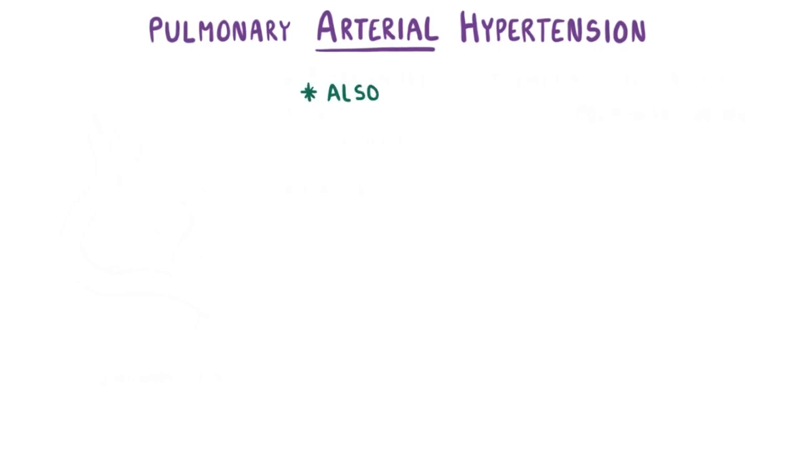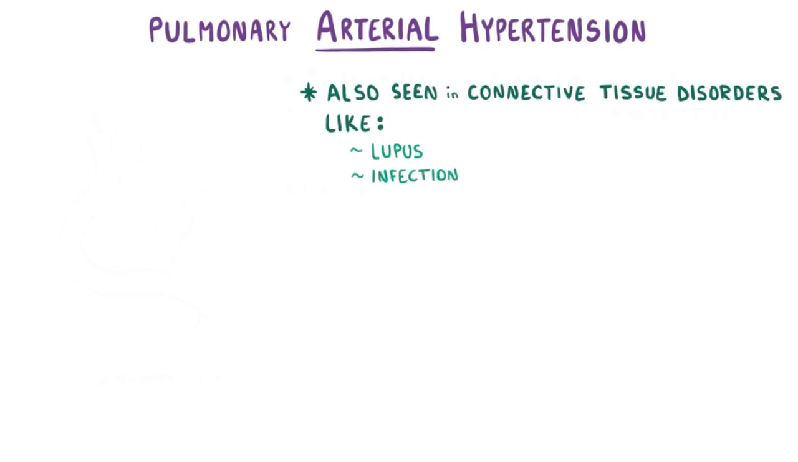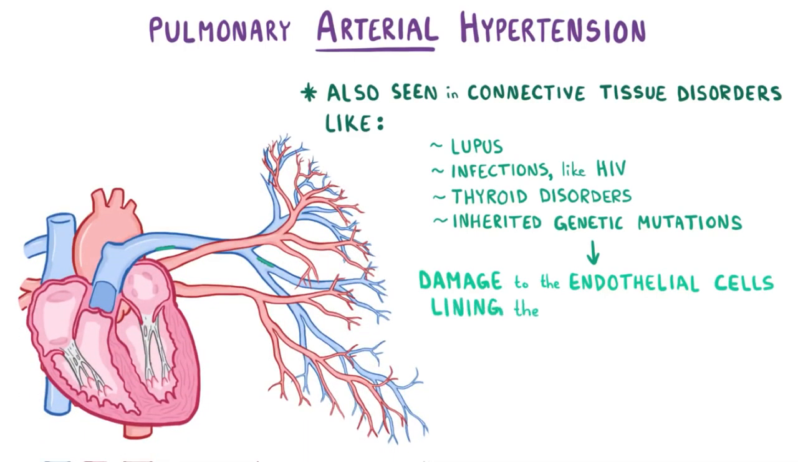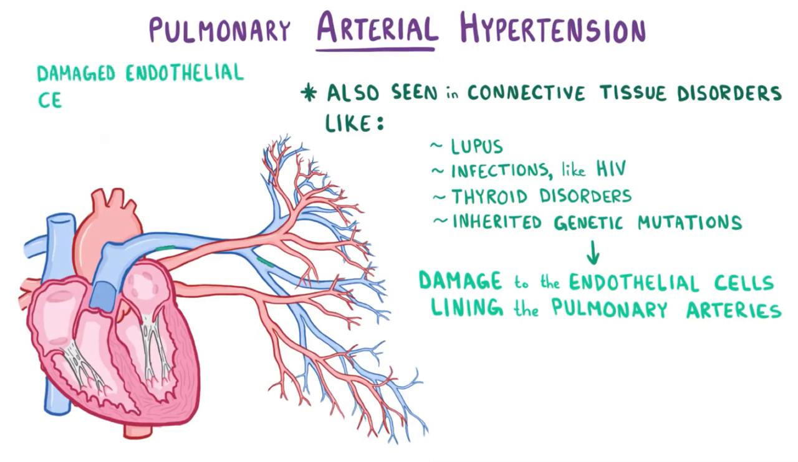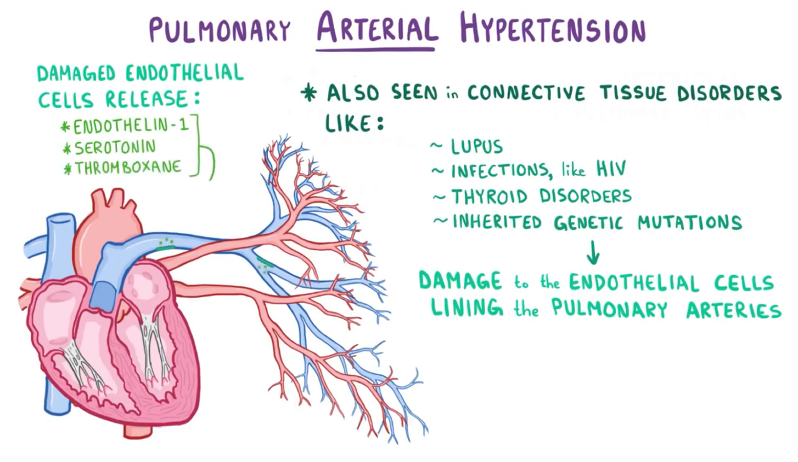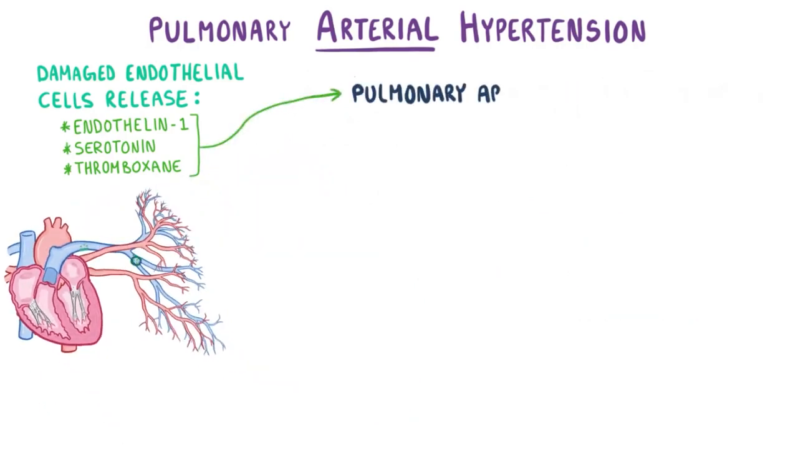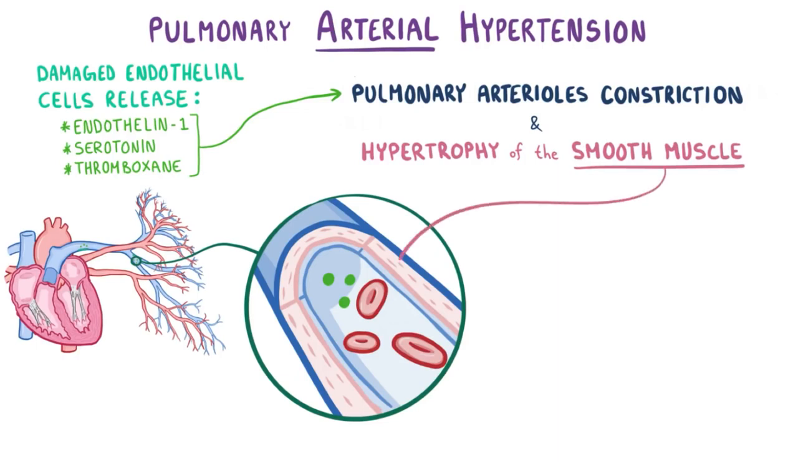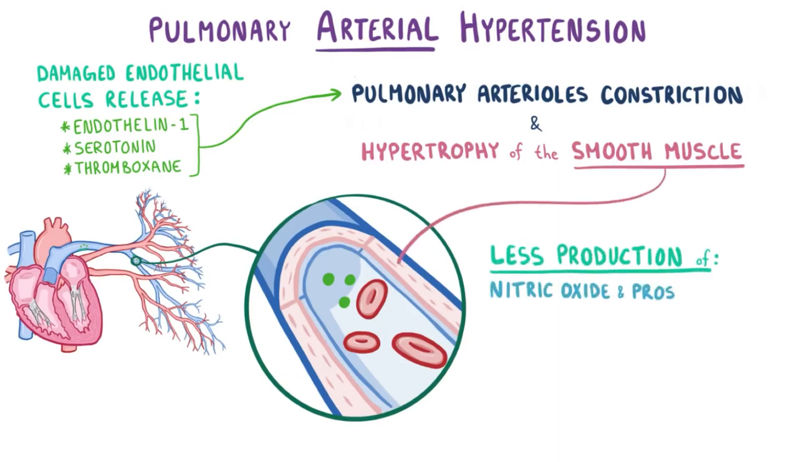Pulmonary arterial hypertension can also be seen in connective tissue disorders like lupus, infections like HIV, thyroid disorders, and inherited genetic mutations. In these situations, the process starts with damage to the endothelial cells lining the pulmonary arteries. Once that happens, the damaged endothelial cells release chemicals like endothelin 1, serotonin, and thromboxane. These chemicals make the pulmonary arterioles constrict and cause hypertrophy of the smooth muscles surrounding them. The damaged endothelial cells also produce less nitric oxide and prostacyclin, which have the opposite effect. They make the pulmonary arterioles dilate and inhibit smooth muscle hypertrophy.